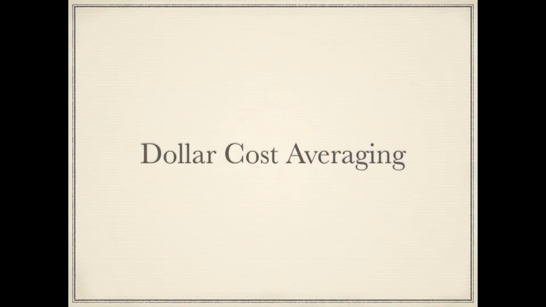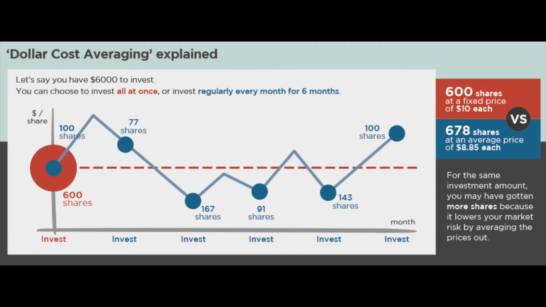Dollar cost averaging. Dollar cost averaging is a strategy that allows an investor to buy the same dollar amount of an investment at regular intervals. The purchases occur regardless of the asset's price. As the price of the stock drops, dollar cost averaging allows an investor to purchase more shares at the same dollar amount. And as the price goes up, purchases are for fewer shares at the same dollar amount.